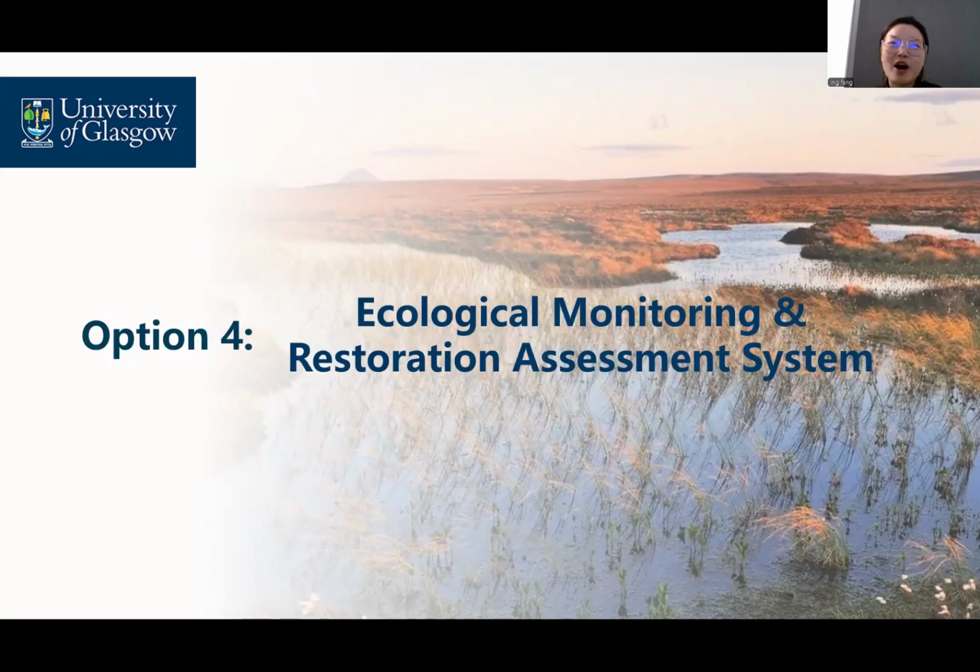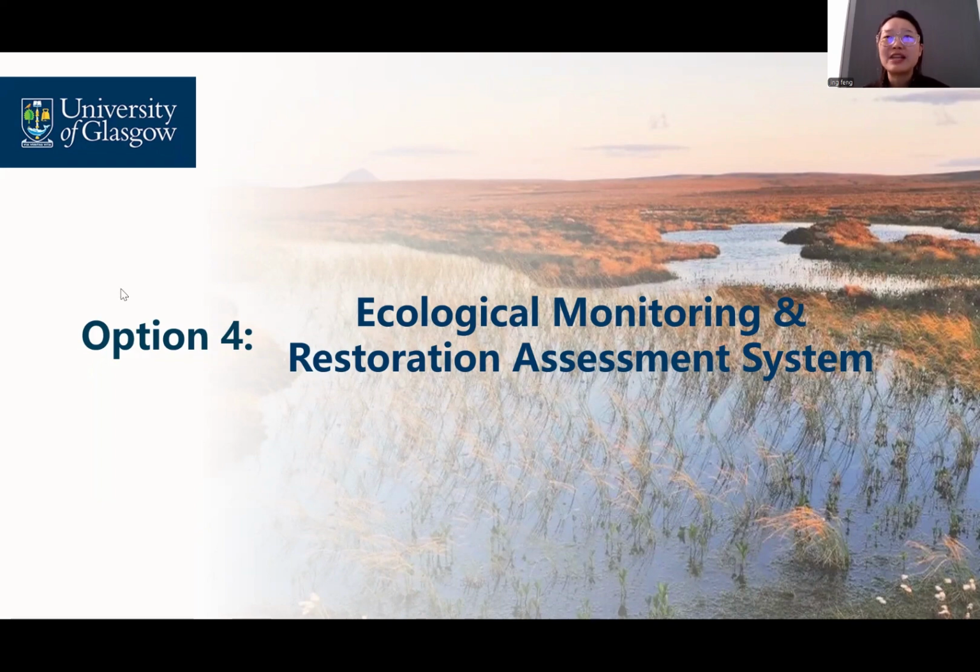Finally, let us see option 4, the ecological monitoring and restoration assessment system. Earlier, my teammate proposed 3 practical strategies. However, observing improvement during implementation requires a long biological cycle. To reduce trial and error costs, real-time monitoring and adjustment of the strategies could make a significant difference.